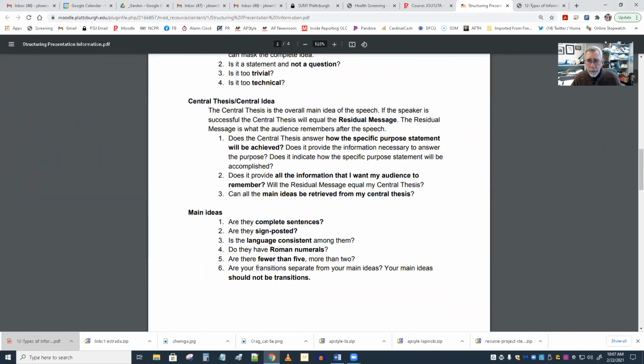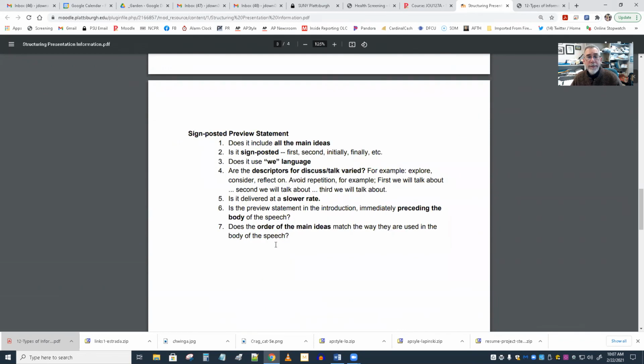And then the main ideas need to be complete sentences, need to be signposted. They're very repetitive, by the way. That's okay. The language is consistent. All right, that's not the way we say them, it's the way we build them. We build them like in an outline. In fact, we use Roman numerals for them, like an outline.